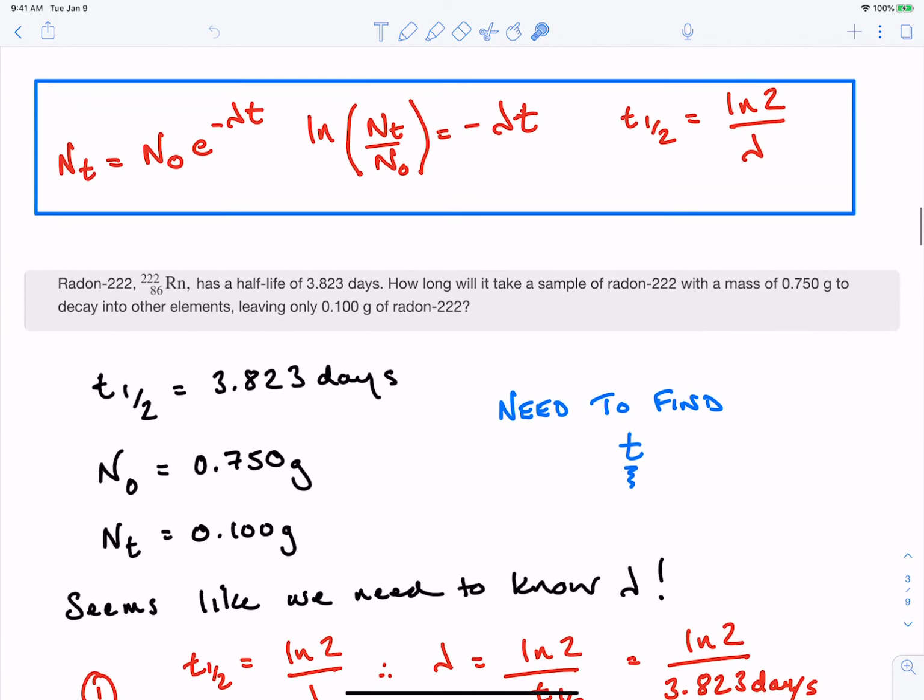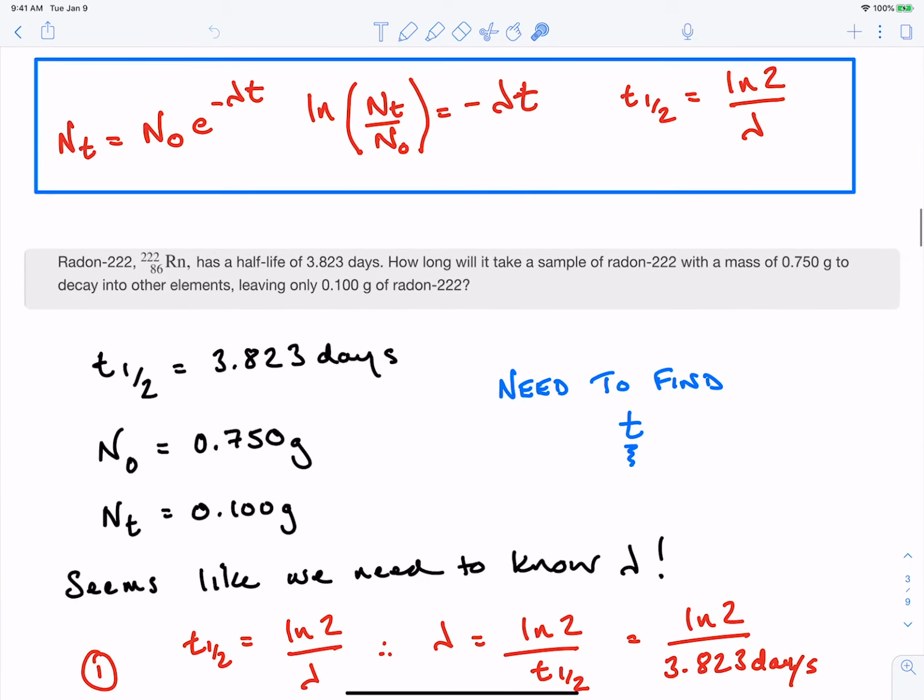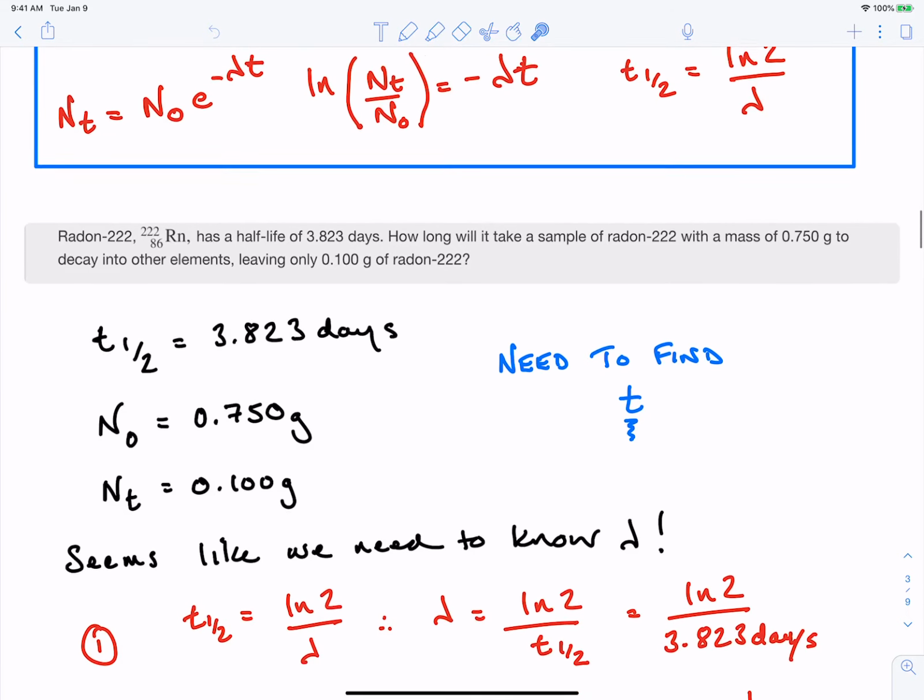And so it looks to me that we have these three equations here, and it seems like we really need to know lambda. Why? Because in order for us to find T, we're going to use either this expression or this expression. And in order to use these two expressions, we need to know the value of lambda. And the way we can calculate lambda is from this equation here, because we are given the half-life, and natural log of 2 rather miraculously occurs in a calculator.